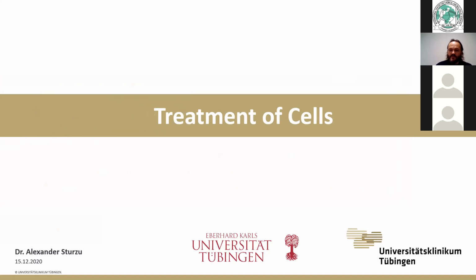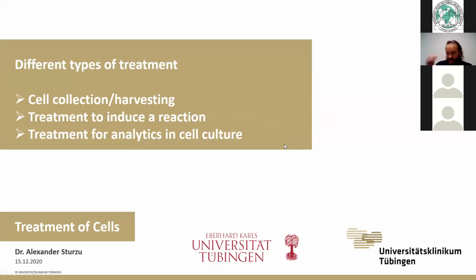In the treatment, we differentiate between several different types of treatment. The first treatment is where we remove our cells either from the suspension culture or from the adherent culture to proceed to other experiments. Here we differentiate between collection, where we want to just keep the cells, maintain the cells, and prepare them for other experiments or for cell culture maintenance, and the harvesting, where we're going out from our cell culture for some analytic methods.